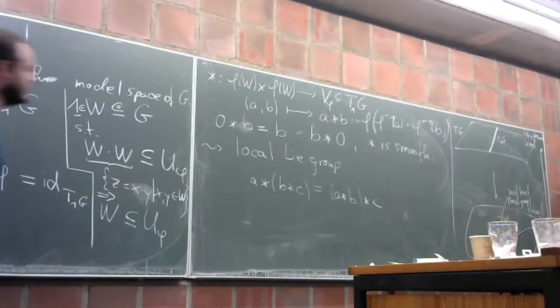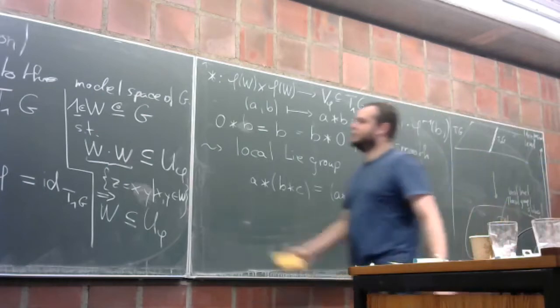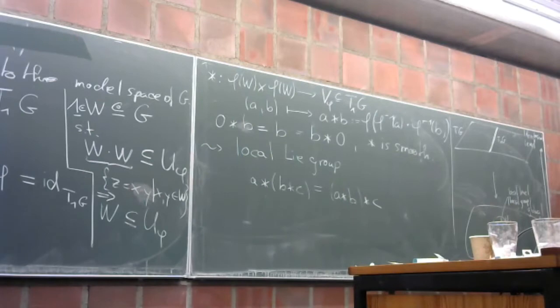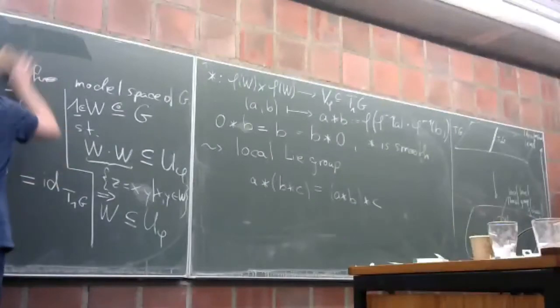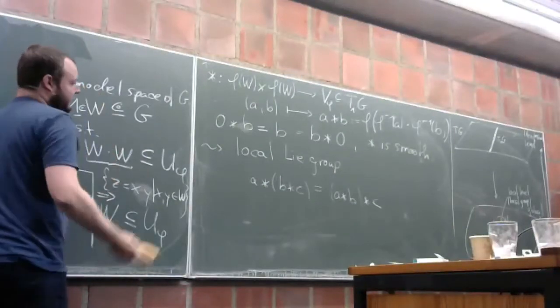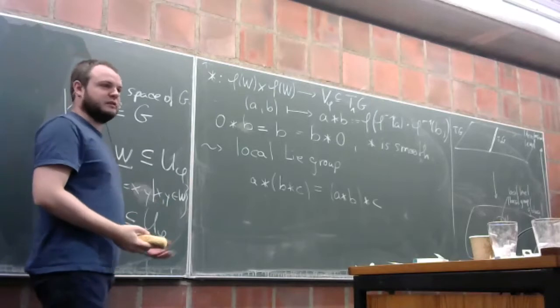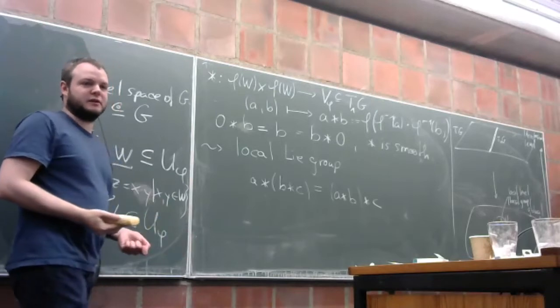Okay, so let's prove this. Let's explain what this local multiplication has to do with the Lie bracket. I want to explain now, if you have a local Lie group, how you construct a Lie algebra associated to this local Lie group. We have seen that if we have a Lie group, we take left invariant vector fields. Now with a local Lie group, let's just try a local version of left invariant vector fields and see what happens.